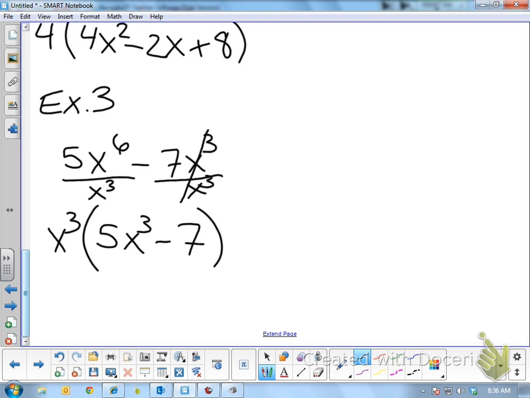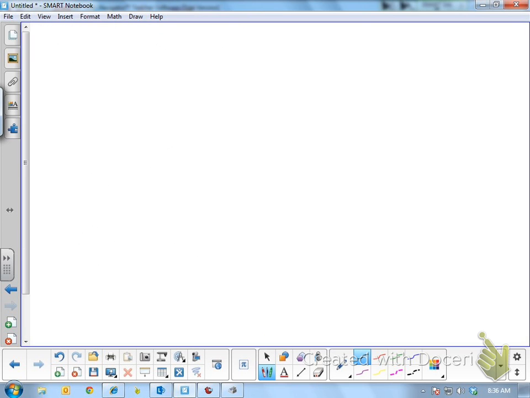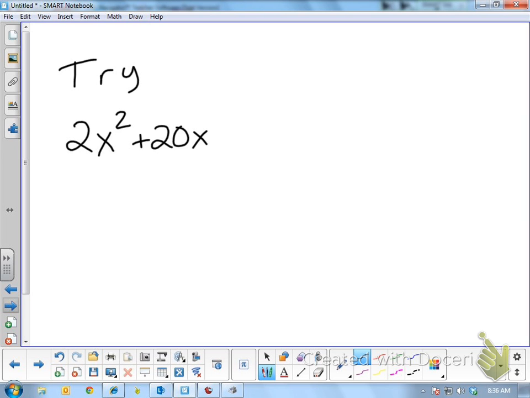Does everyone have this written down now? So I want you guys to try this problem. Example. I want you to find the greatest common factor on this problem.